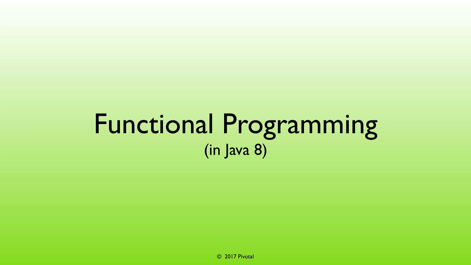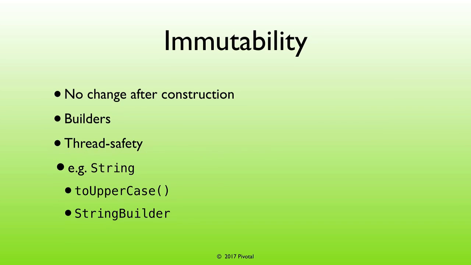I don't want to talk about pure functional programming in other languages like Haskell, all that kind of stuff. I just want to focus on the pragmatic stuff that we have in Java 8. So one very important piece of functional programming is a concept called immutability.